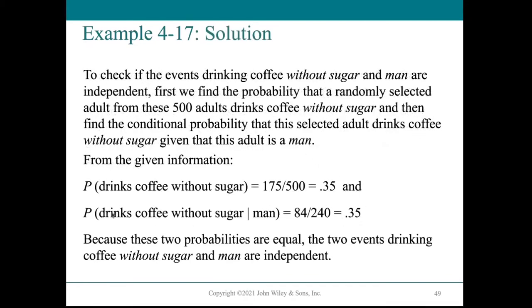So here, the probability of drinking coffee without sugar, provided that the respondent is a man. You look just at the male respondents and how many of them drink coffee without sugar. The denominator is 240 and 84 drink coffee without sugar, that is, both a man and a coffee drinker without sugar. So 84 over 240 is 0.35. Since both probabilities are equal, these two events, drinking coffee without sugar and being a man, can be considered independent events. They have no relation to each other.